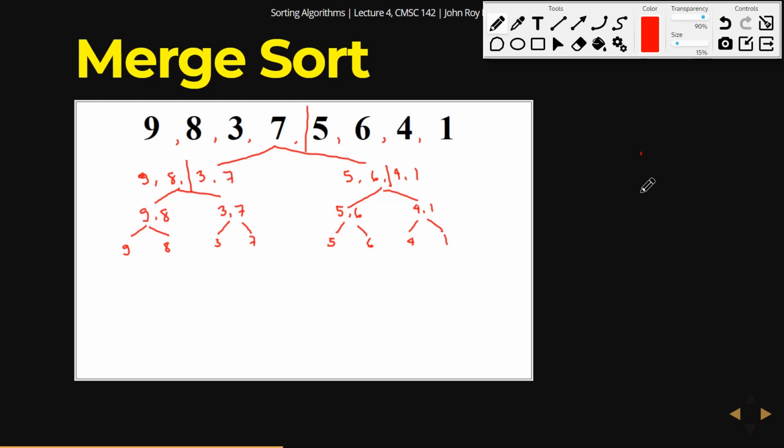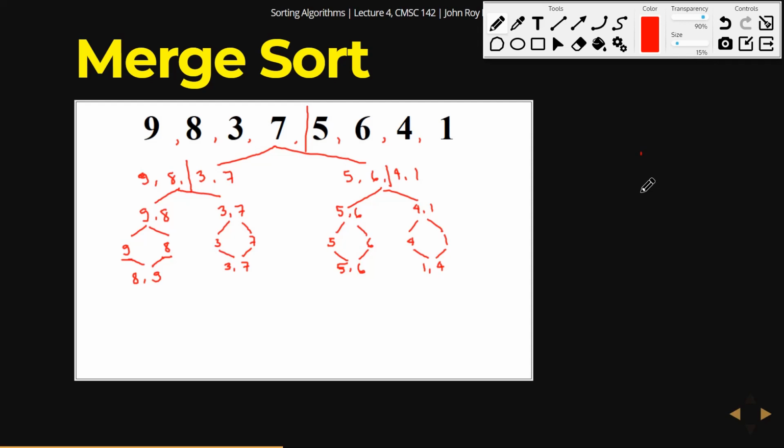Okay? So what we did so far was just divide the sub-problems into smaller sub-problems by dividing it into half. Now, the meat of the process of merge sort comes in the merging part. That's why it's called merge sort. So when we merge, for example, 9 and 8, we have to consider which one is smaller. So when we merge 9 and 8, 8 is smaller, so 8 comes first before 9. Okay, do the same with 3, 7, so 3 comes first before 7. 5 and 6, so we have 5, 6. 4 and 1, so 1 should come first before 4.